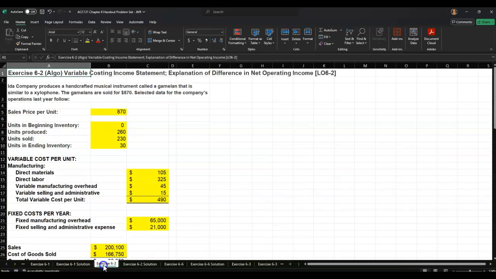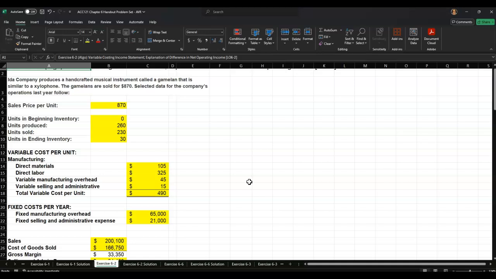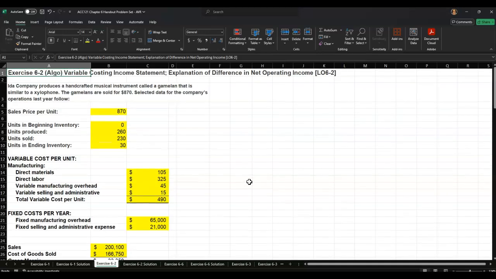I think 6.2 is also one that functions basically the same way. They're giving you all the information just like we've seen before, but sometimes I'm adding things in there because I want you to see that in this particular case, we had 0 units in beginning inventory. We had 30 units in ending inventory. That means we put more units into ending inventory. Ending inventory went up, which means we're going to have that variation between full absorption costing and variable costing because of that fixed manufacturing overhead number.